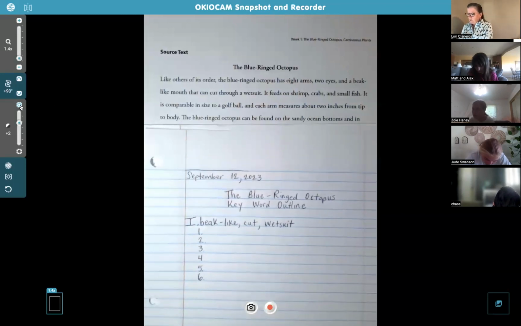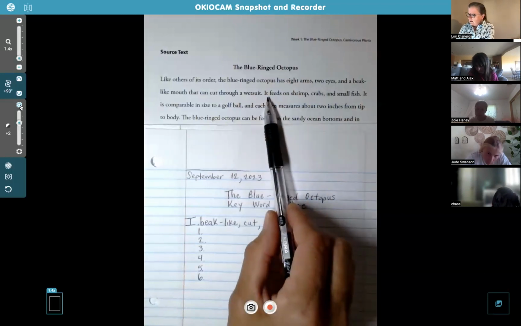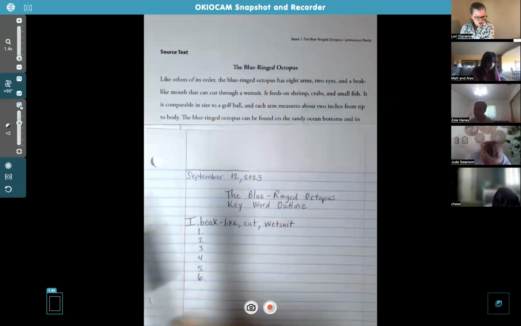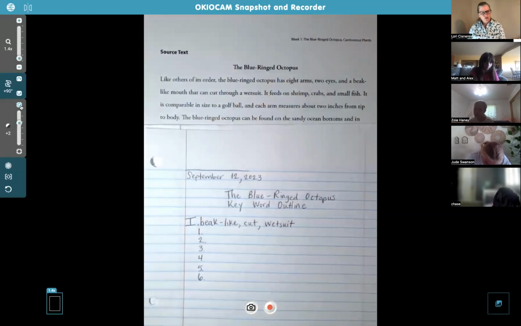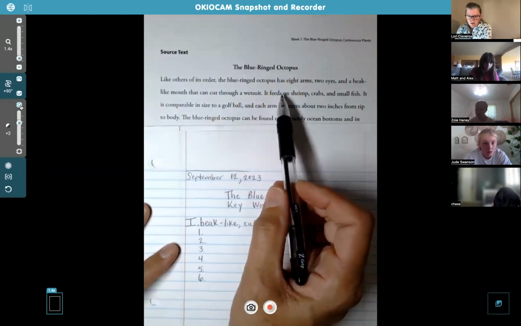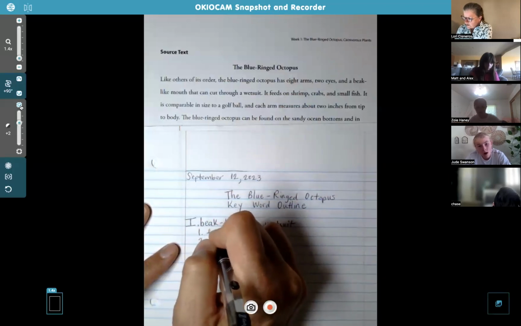Now let's look at the second sentence. Thankfully, this one's shorter, so it's a little bit easier. It feeds on shrimp, crabs, and small fish. Now, keep in mind, we can only do 3 words. So I think feeds is important because we're talking about now what it eats. So we're going to copy that word feeds.